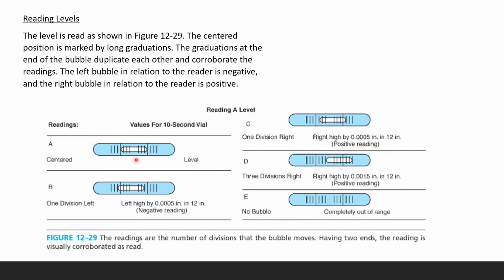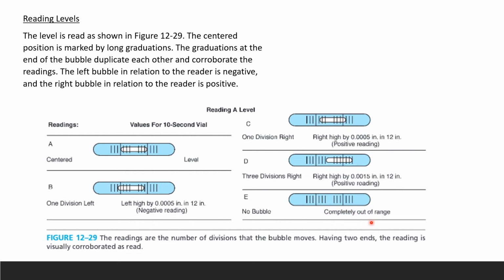So A is showing you your center. B is one division left, so when you look at the center right there, we have one division going off to the left, and that's 0.0005 inches, and that's your negative reading. And we have one division to the right, the bubble is going, so you're reading your readings, and that's called the positive reading. And we're going off 3 divisions to the right, still your positive reading.